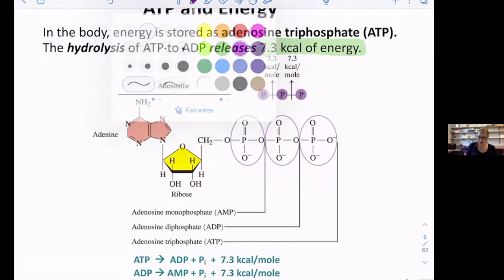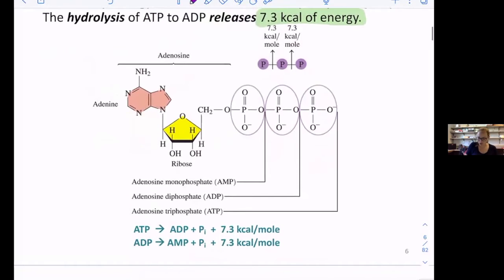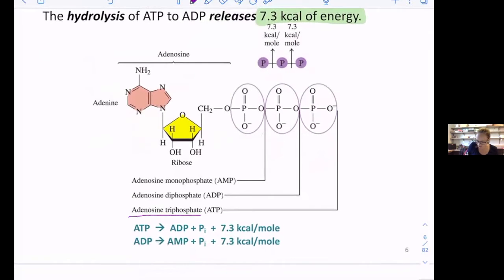The overall formulas down here are helpful in this. If I can draw. ATP would form ADP plus a phosphate and would release 7.3 kcals per mole of energy.